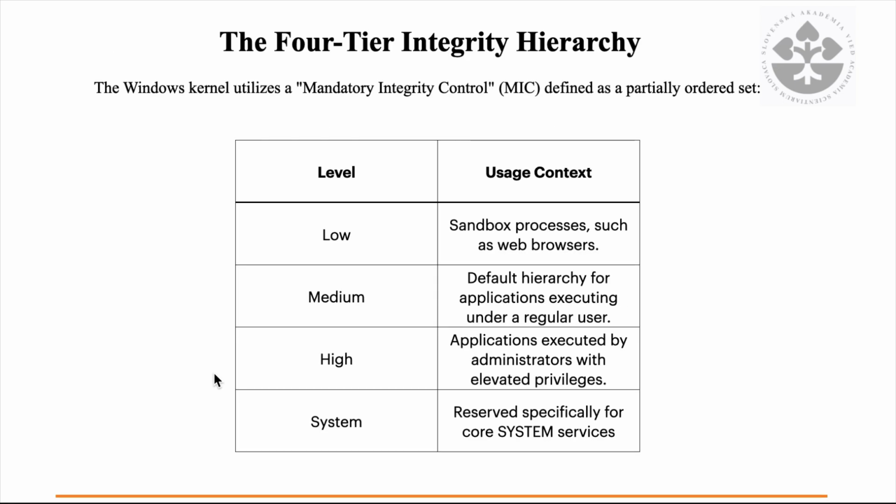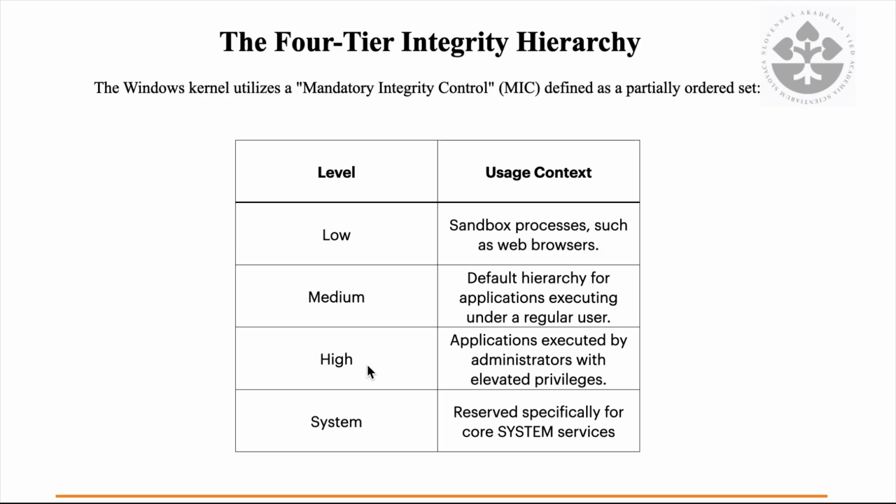The four-tier integrity hierarchy. The Windows kernel uses what we call MIC, mandatory integrity control, that is defined as follows. The first is the level, and the second category is the usage. We will explain it just briefly. The low level is for sandboxed processes, such as web browsers, let's say, and the medium is the default level for applications executing for a regular user or a standard user.